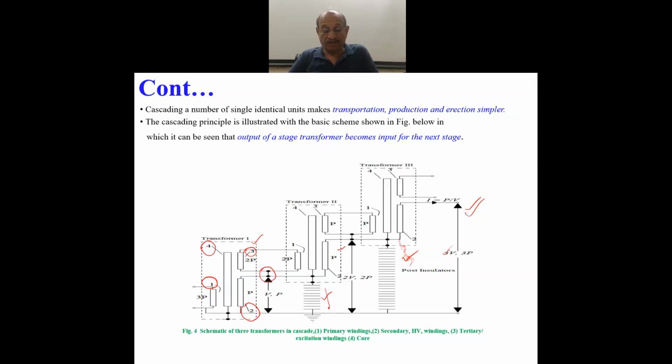So this is how the cascade works. Cascading a number of single identical units has the advantage that, when you want to take it from the manufacturing unit to a particular lab, instead of transporting a very big, huge single unit, you produce it in three smaller units, and so the transportation is easier, production is easier, and erection of the whole set is also simpler in a particular lab.